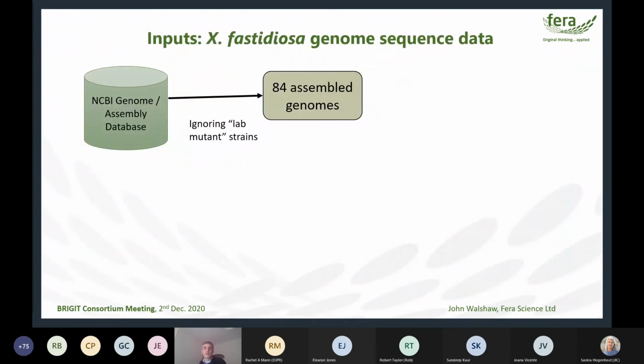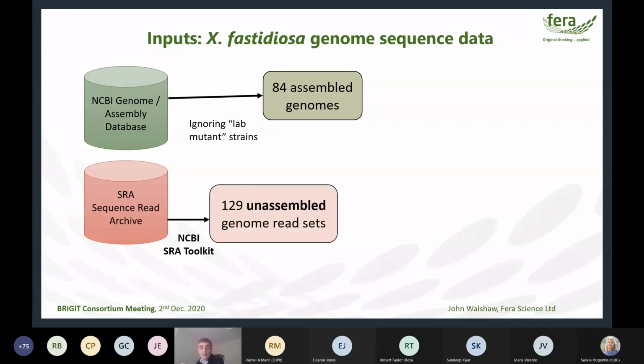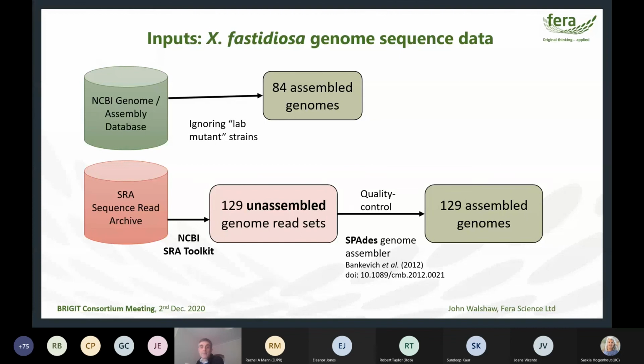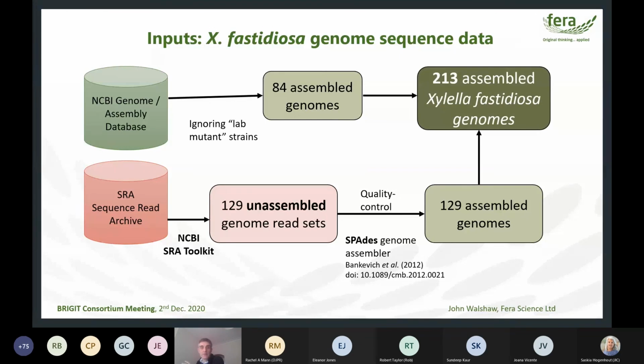So how did this work out for us? Well, we've obtained the available genomes from the public databases. We've ignored lab mutant strains, and for reasons I won't go into, some researchers intentionally do not deposit assembled genomic data, so there's actually quite a lot of other unassembled sets. And so Sam has obtained all of these and he's assembled them, and the short story is we've ended up with more than 200 assembled fastidiosa genomes.